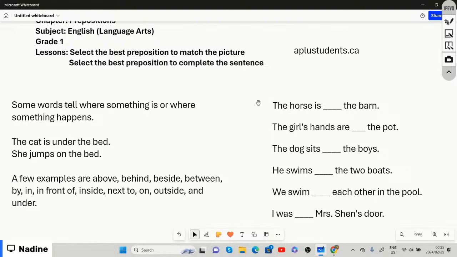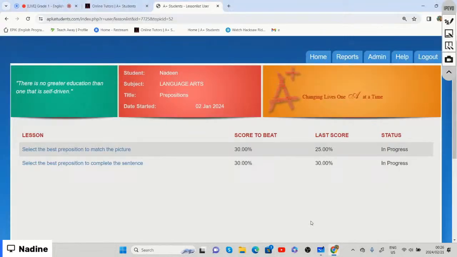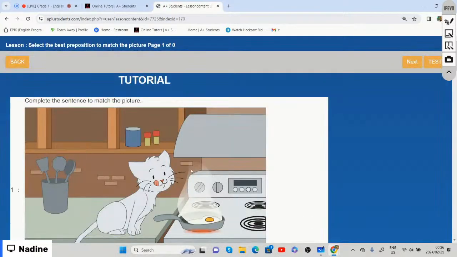So now before we go on to our tutorial lesson on aplusstudents.ca, before we go on to that, let us quickly go over these few examples. Or let us go to our tutorial lesson first, do our test, and then we will come back and do these examples. So we're going to aplusstudents.ca and we're going to our first lesson that says we need to select the best preposition to match the picture, which means that a picture will be given and you're basically going to say where that thing is or where something happens, right?